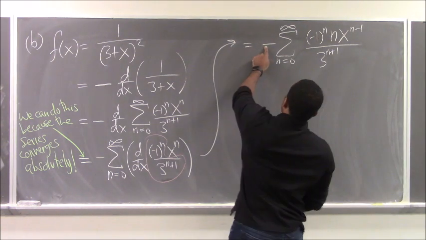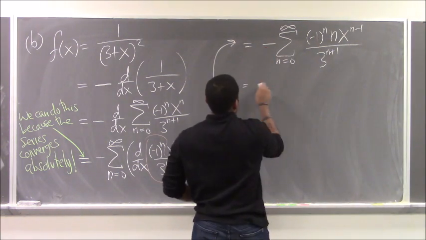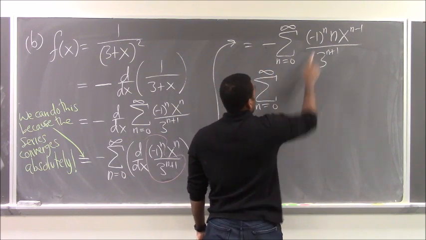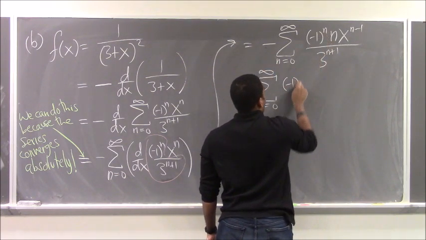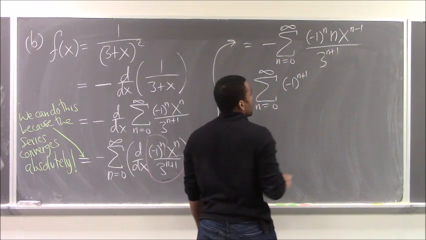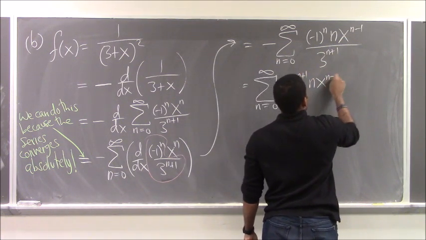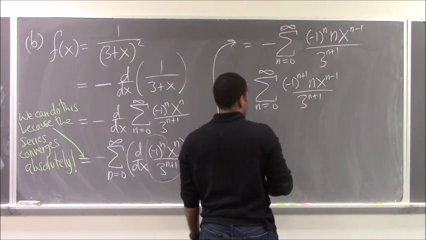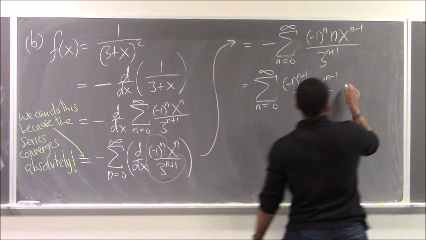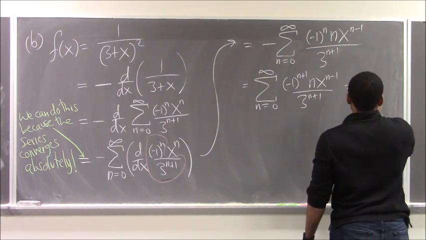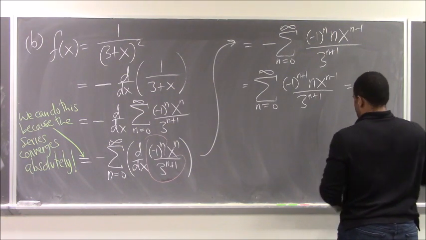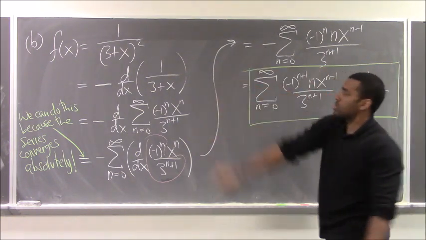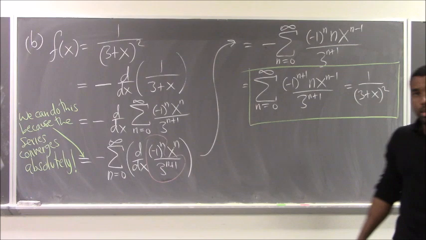Now the minus 1 I can bring inside, just to make it look a little bit cleaner. So instead of minus 1 to the n, I now have minus 1 to the n plus 1. And that's my series. So this is actually equal to 1 over 3 plus x squared. So that is part B.